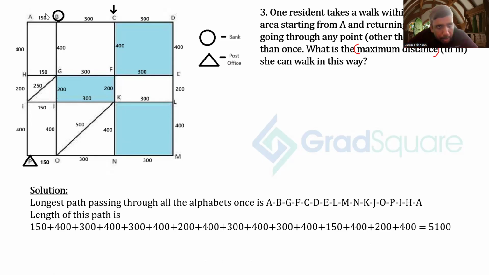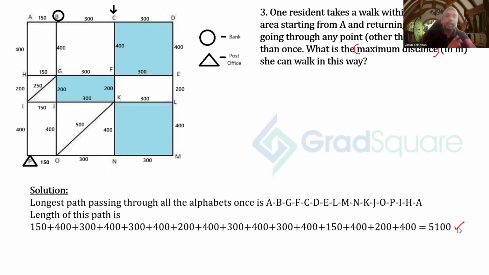So if we're trying to maximize the distance, we should not take the diagonals at all. If we keep that in mind, and if we try to touch every single point once using the path from A back to A, then we will get the answer as 5100. So this question might require a bit of trial and error, and you might not be very sure whether 5100 is the longest path or whether there is a longer way of going from A back to A. And that is what makes this set difficult.